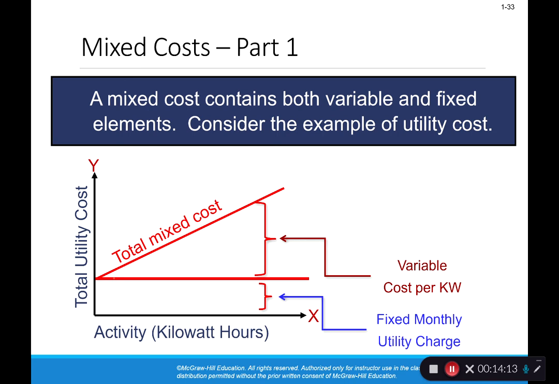So the mixed cost has your fixed cost piece, which is what you see right here. This is the fixed cost component. And then the variable cost component is this line up here. And then because the variable cost component's added to the fixed cost component, that's considered a mixed cost because it has both fixed and variable pieces.